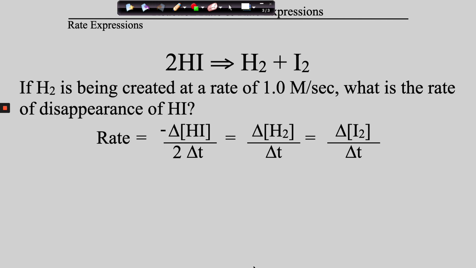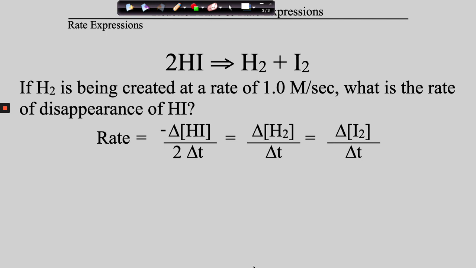So here's the question. What are we going to do with this? This is what you're going to see in the homework and on the AP test. If H2 is being created at a rate of 1 molarity per second, what is the rate of disappearance of HI? So guys, what I'd like to do is solve this with you, and then we're going to take a break.